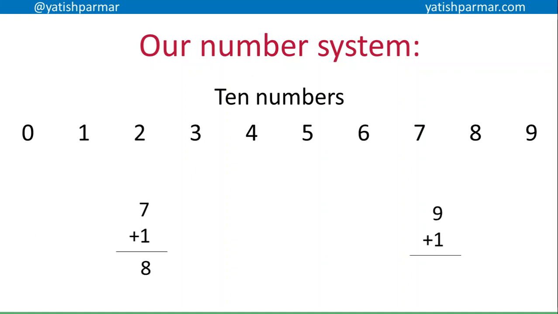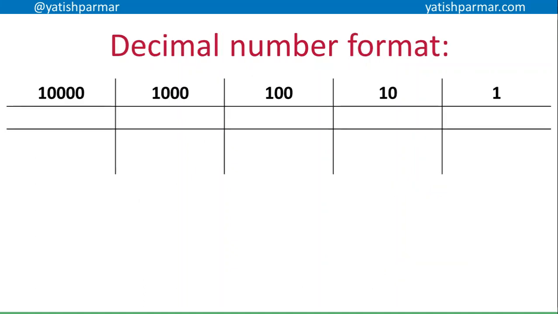Now if I'm doing 9 plus 1, I'm going to have to move into the next column because the value that I want to store is too large to hold within a single digit. So I've got my units column, and then a tens column, a hundreds column, a thousands column, etc. So basically the denary or decimal number format is a base 10 number system.